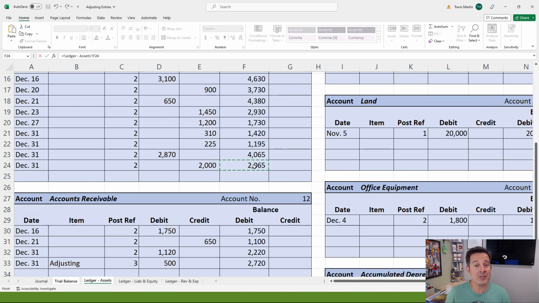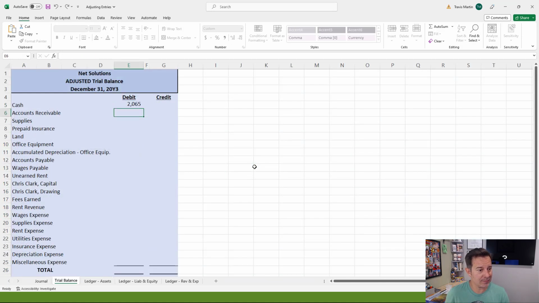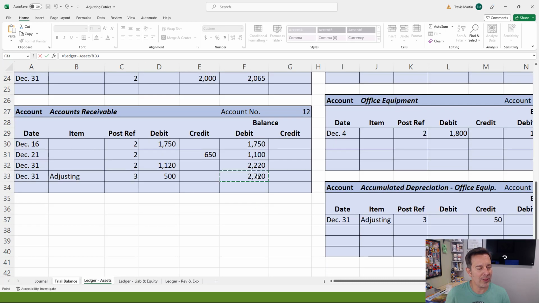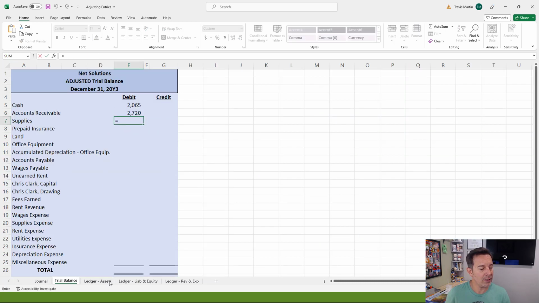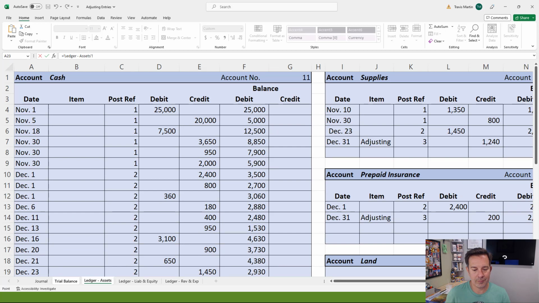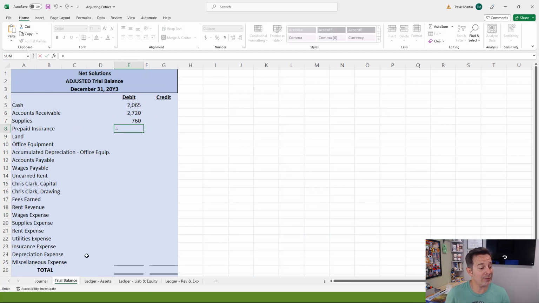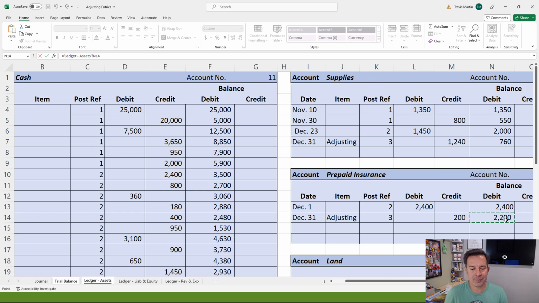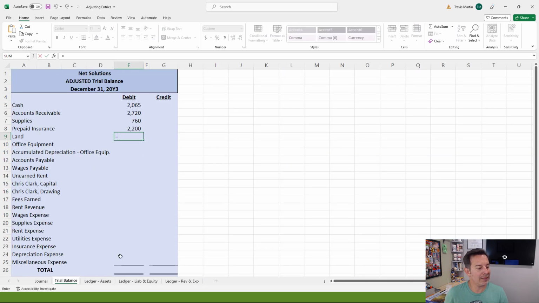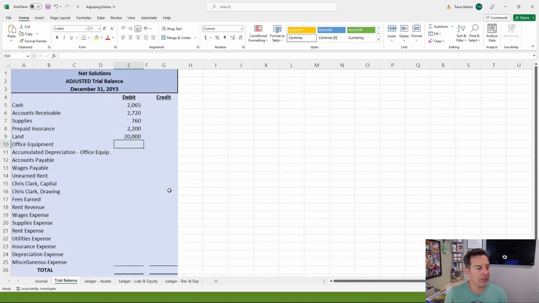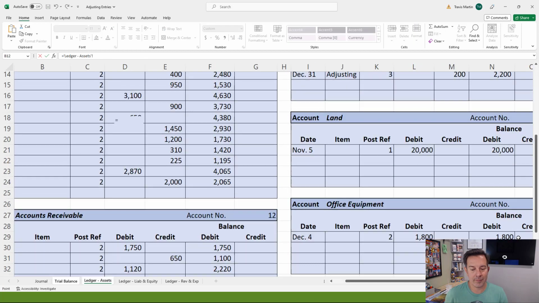Looks like a $2,065 ending balance. We have an AR, accounts receivable, $2,720. Supplies, $760 in our ending balance there. We got prepaid insurance, $2,200, I believe, was our number on that. We got land, $20,000 on the land. We got office equipment.